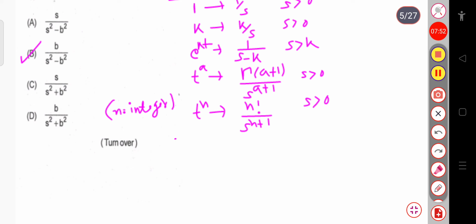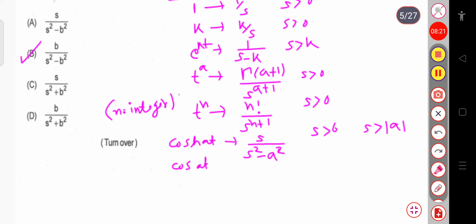Similarly for the cos hyperbolic function, suppose cosh(at) is given, the Laplace transform will be equal to s divided by s square minus a square. Here s should be greater than 0 and s should be greater than mod a. And similarly for cos(at), the Laplace transform will be s divided by s square plus a square. So this is the basic difference between the hyperbolic function and the cos function. And here also s greater than 0.